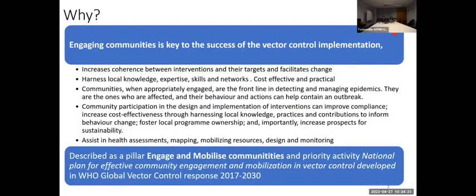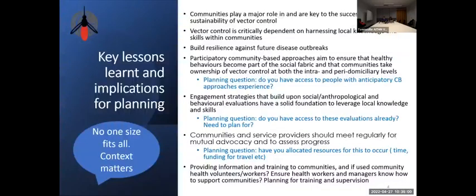Engaging communities is actually key to the success of vector control implementation, and I've put a couple of reasons there for that, particularly looking at harnessing local knowledge, expertise and skills. We know that when communities are appropriately engaged, they are often the front line in detecting and managing outbreaks, and they can assist in many of the activities. You were all talking about a shortage of staff, and so some of the health assessments, mapping, some of those monitoring activities can also be done by communities if they've been supported. And this is a key pillar of the global vector control response.